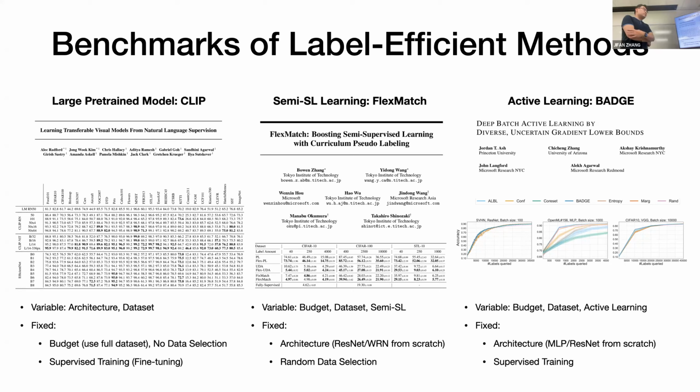Your architecture is usually a multi-layer perceptron or ResNet, and you're training them from scratch. And the training algorithm is usually just supervised training on the labeled examples. It's not using any semi-supervised learning algorithm for training. So you can see that all three are trying to target label efficiency, and they are evaluating just in their specific domain and not caring about each other.